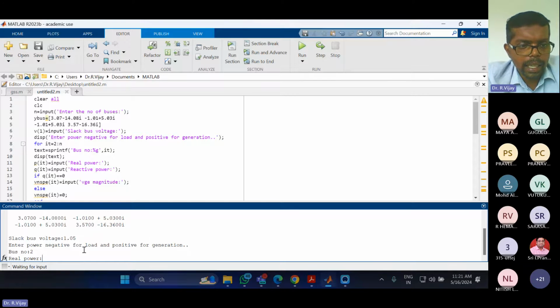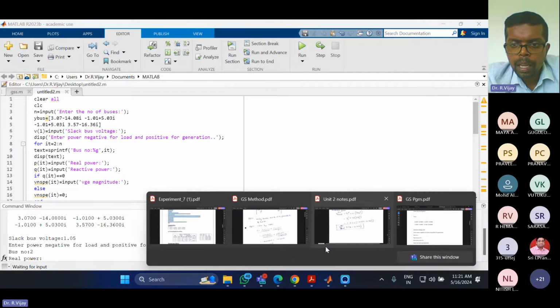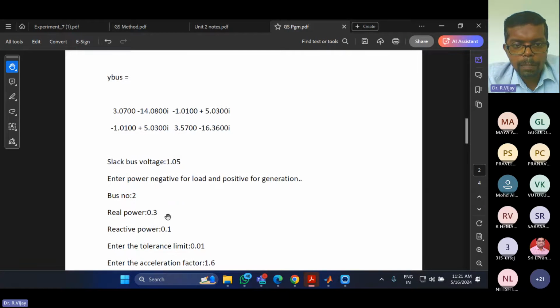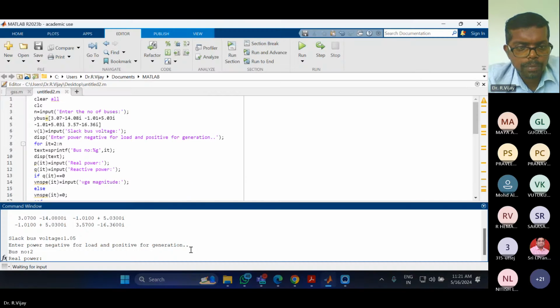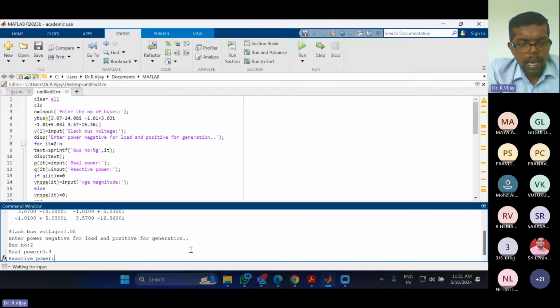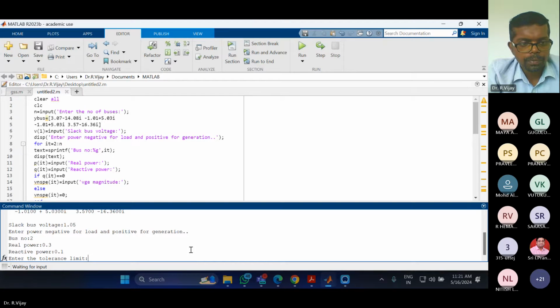Next, enter the power, negative for the load and positive for the generation, for bus number 2. So for power, you need to enter the real power value. Real power as 0.3 and reactive power as 0.1 here.